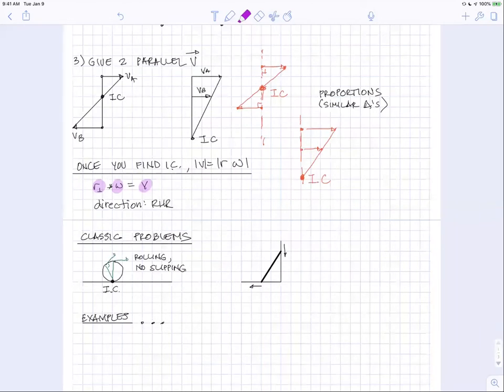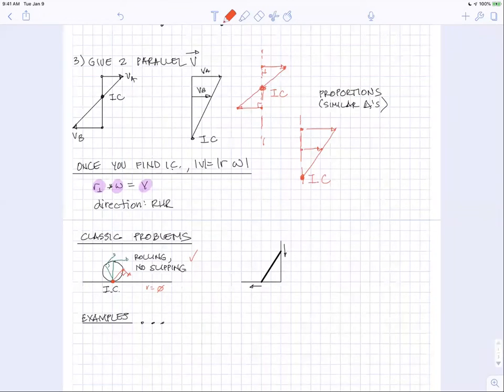And so the two classic problems involving instantaneous center is rolling without slipping. In this case, the ground has a velocity of 0. Sometimes it's on a conveyor belt, so the ground does have a velocity. In this case, the instantaneous center is the contact point, because the velocity is 0 there. And the other one is if you have some kind of bar, and so in this case, the velocity at any point is just that perpendicular distance times omega.